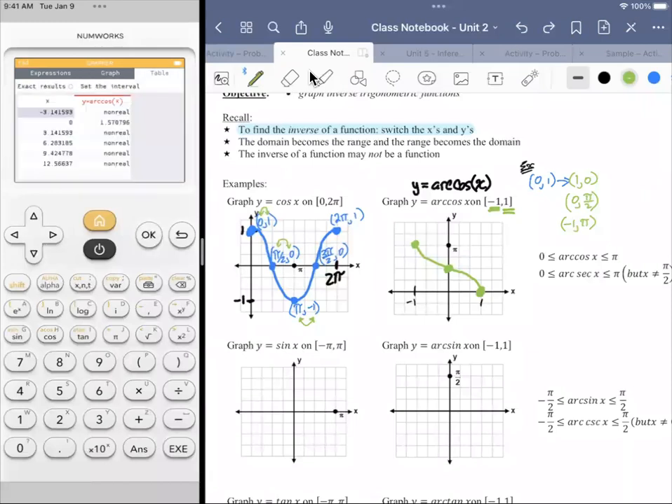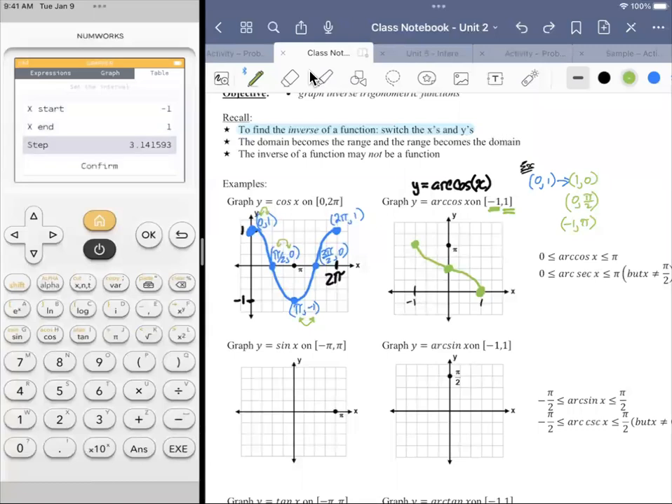And if you go to the table, you can see you have a point at 0, pi over 2, and anything beyond 1 or -1 is going to be non-real. So what I would do here is set my interval to -1 to 1, going by ones, confirm. At -1, we have a pi. At 0, we have a pi over 2. And at 1, we have a 0. Connect it with a smooth curve, and you have it.